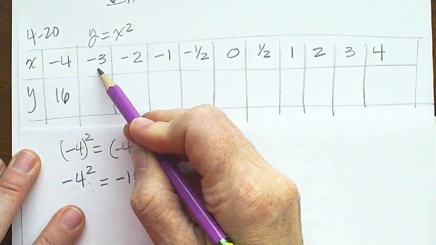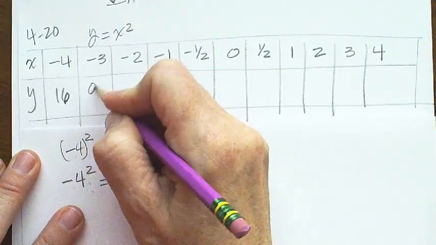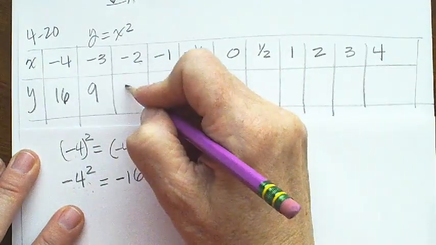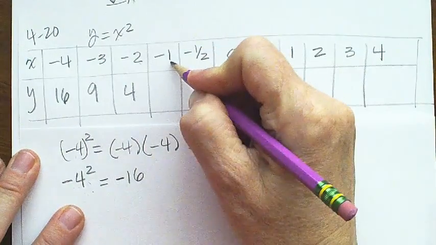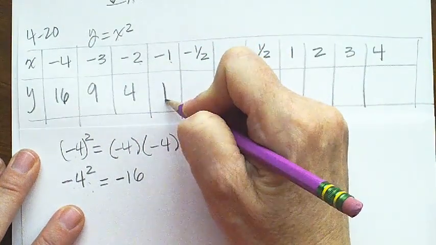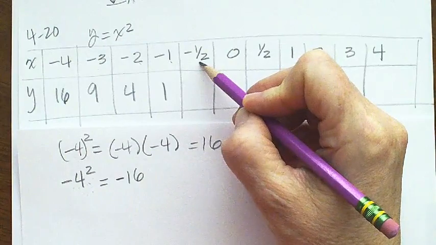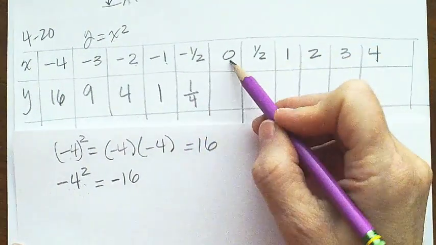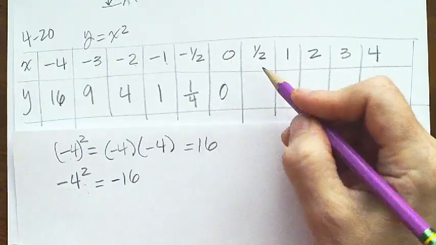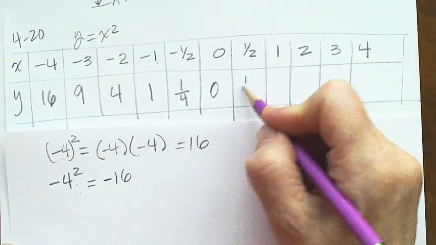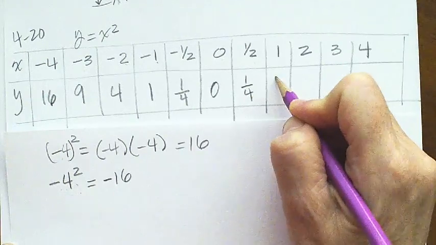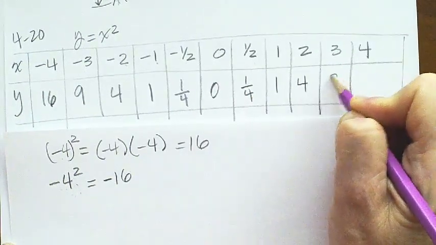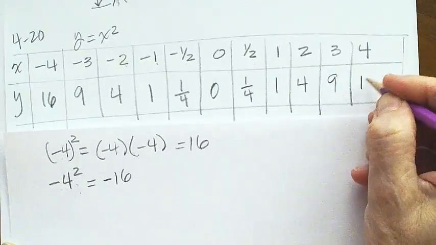Negative 3 times negative 3 is positive 9. Negative 2 times negative 2, positive 4. Negative 1 times negative 1, positive 1. Negative 1/2 times negative 1/2 is positive 1/4. 0 times 0 is 0. 1/2 times 1/2. 1 times 1. 2 times 2. 3 times 3. And 4 times 4.